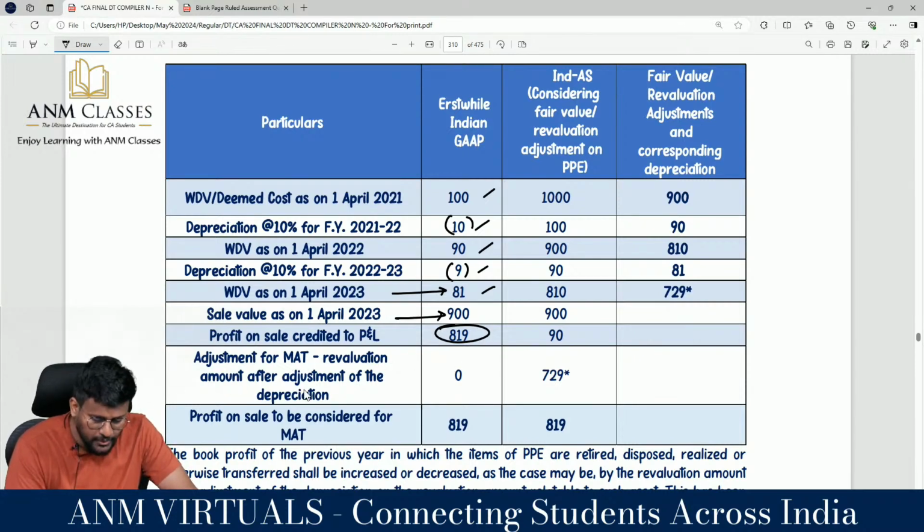Adjustment for MAT, revaluation amount after adjustment of the depreciation, no revaluation, 0. So profit on sale will be how much? 819, which is a normal case.